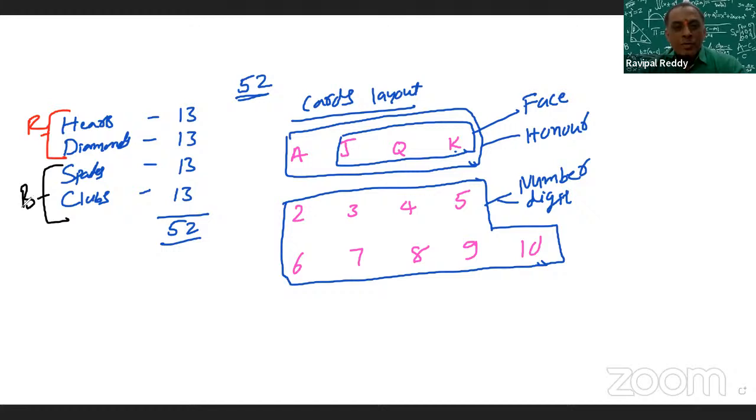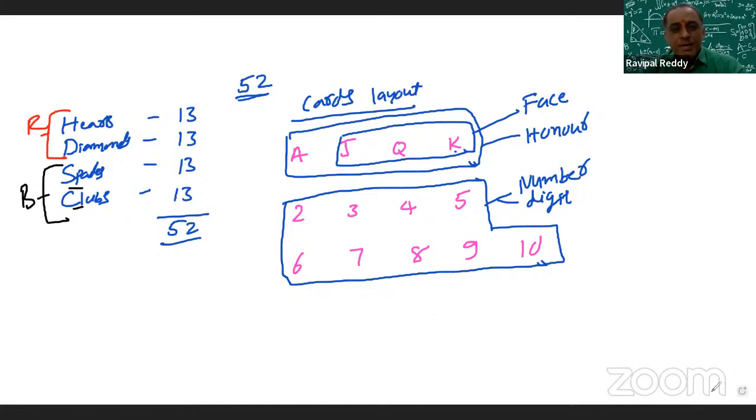How many black digit cards are there? Please tell me. So 2 to 10 cards. Yeah, very good, Humaira Begum. Your answer is right. 2 to 10 cards are known as number cards or digit cards. Each suit has 9 number cards. Black means spades and clubs, so 9 plus 9, 18 is the right answer.